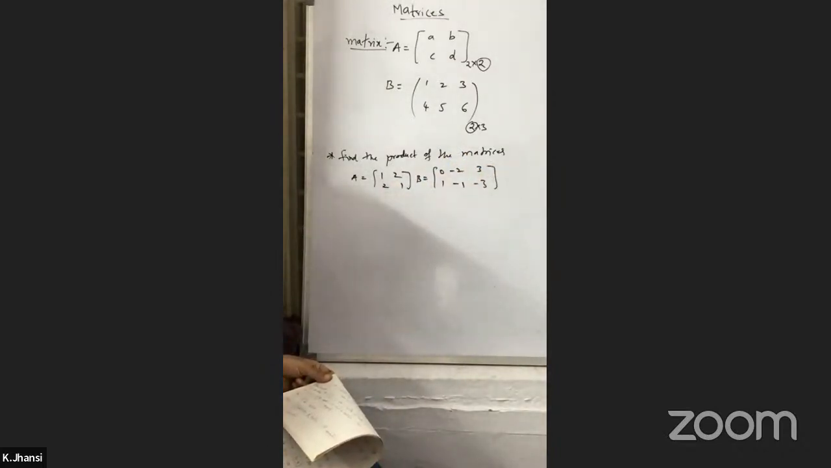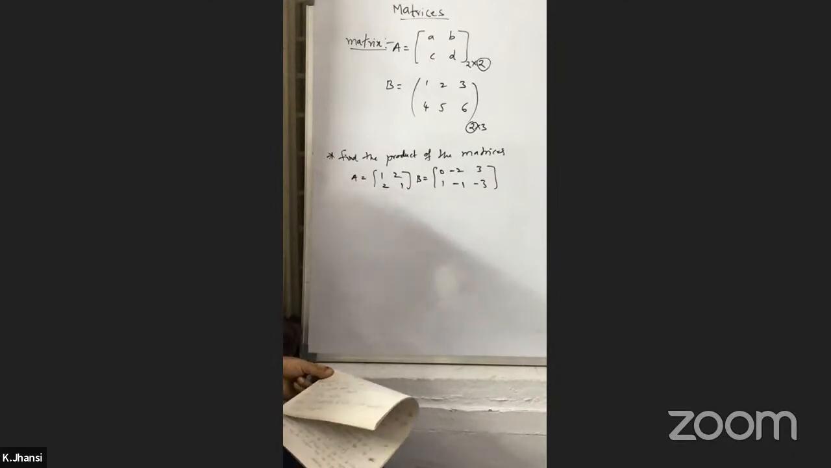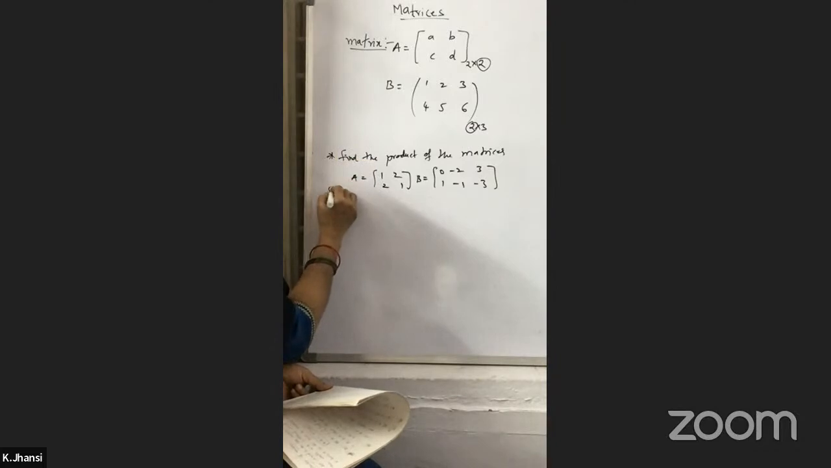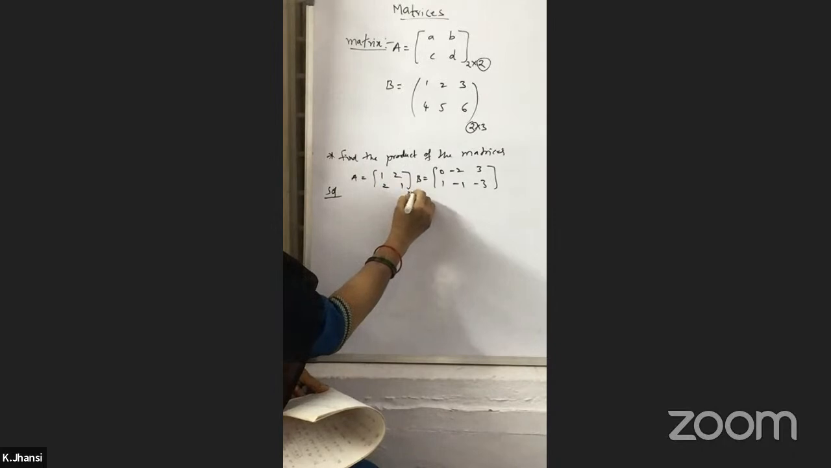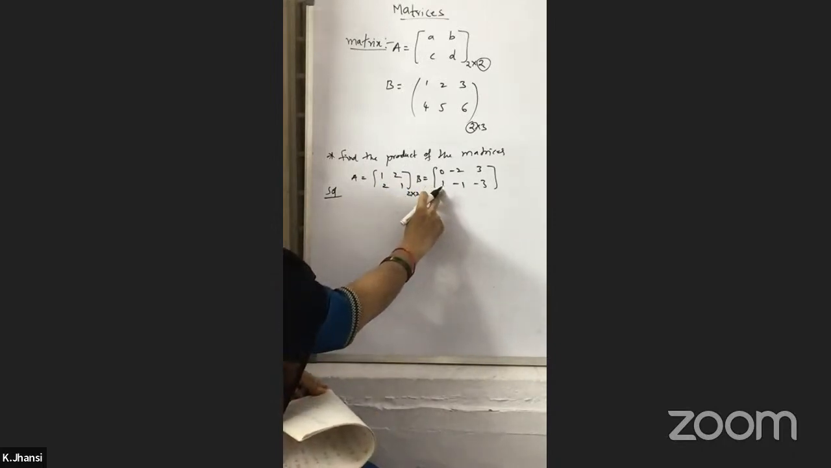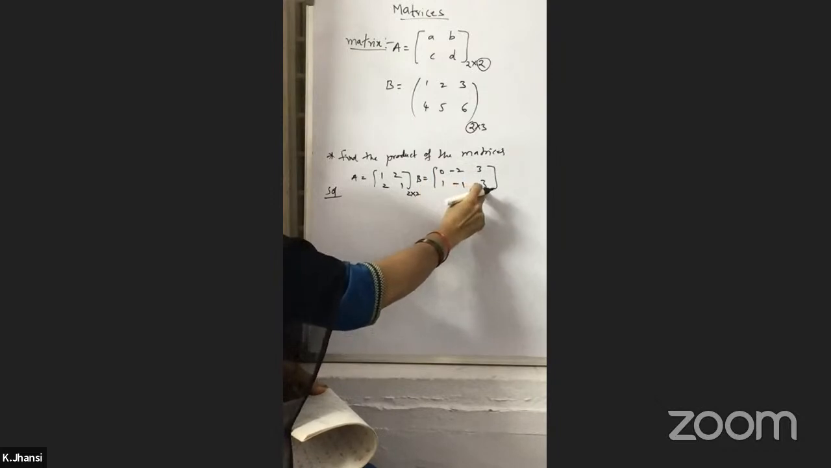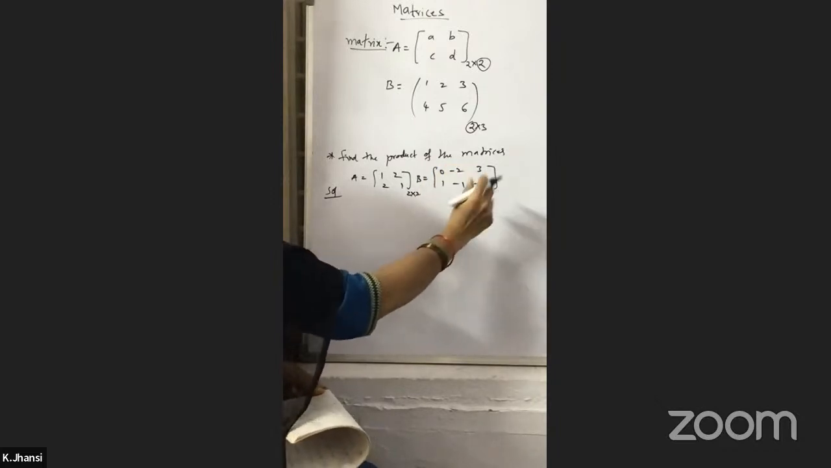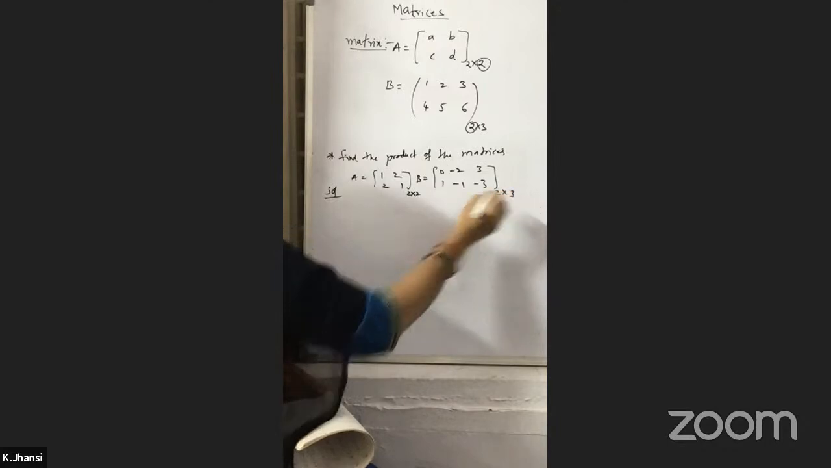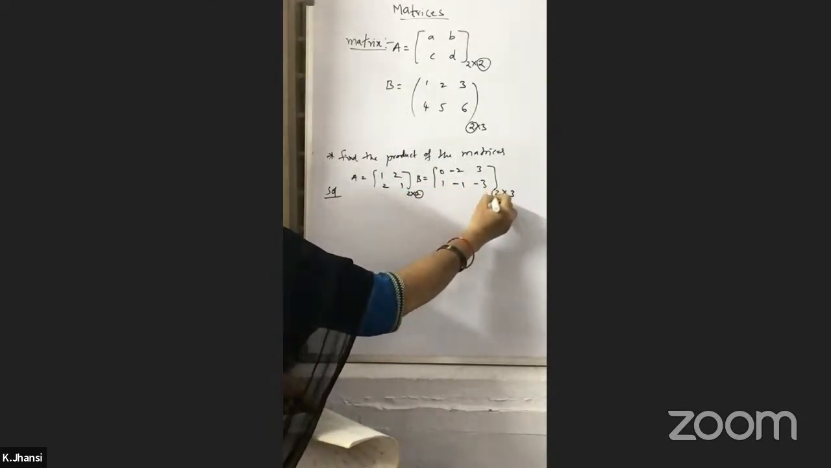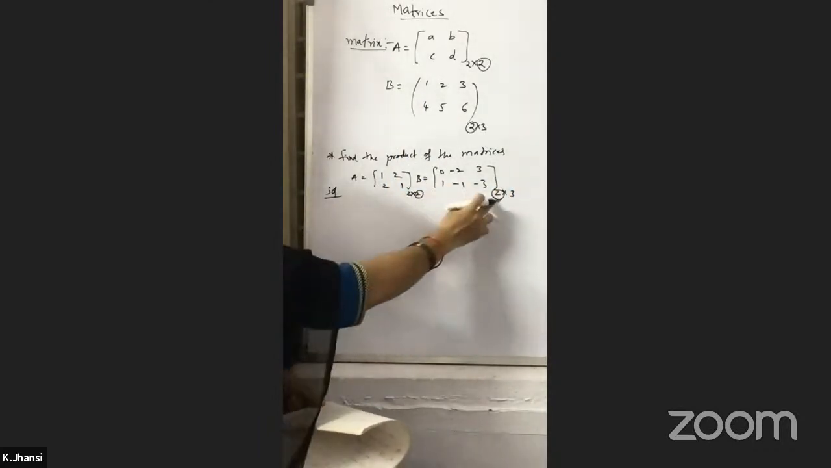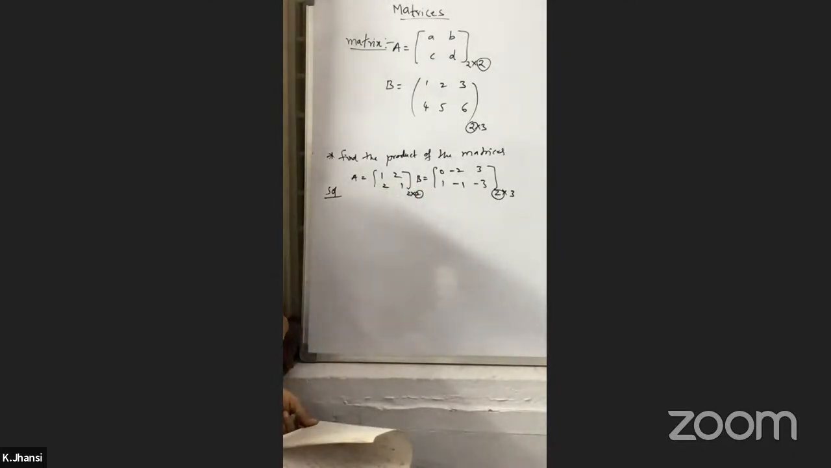Okay, these are the two given matrices. Then we have to find the product of these two matrices. First, see the order. A is a square matrix, so it is a 2 by 2 matrix. And for the B matrix, there are 2 rows and 3 columns. Here the number of columns in A is 2, and the number of rows in B is 2. So multiplication of these two matrices is possible.